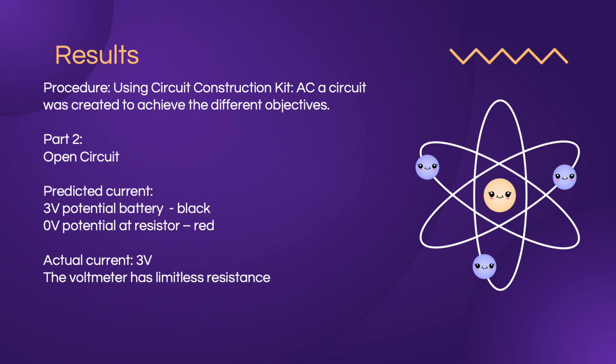Part 2 was to do this in an open circuit. So the predicted voltage was for a 3-volt battery, which is the black battery in the construction kit, and the 0-volt battery was the red battery. The predicted was 3, and the actual was also 3 volts. This was because the voltmeter has limitless resistance.